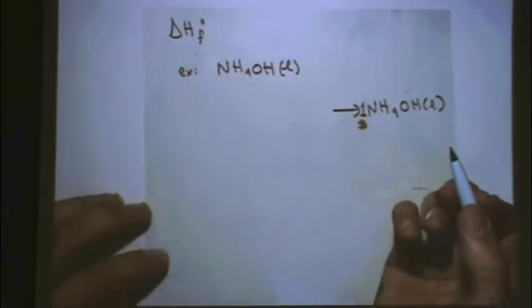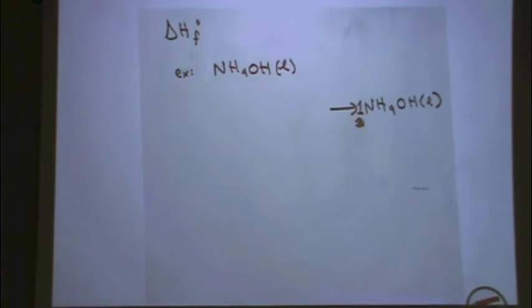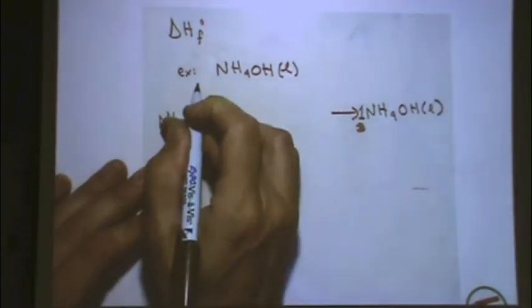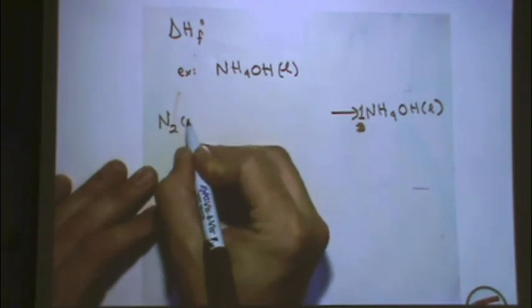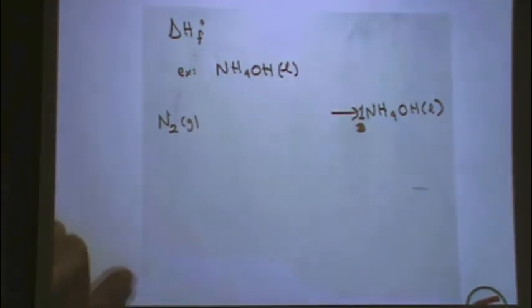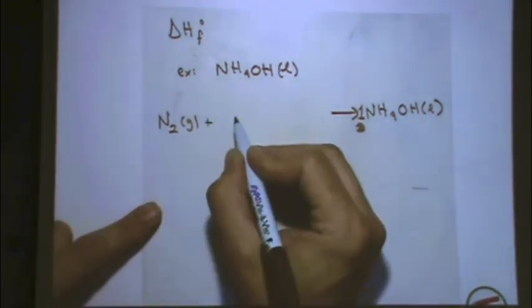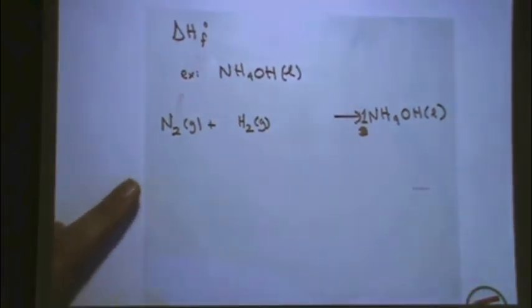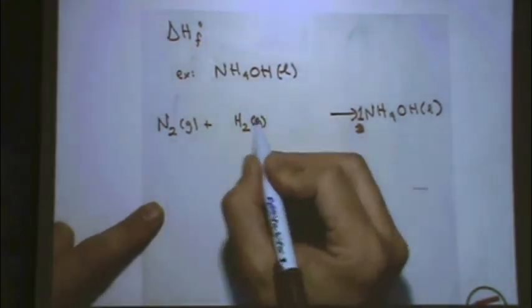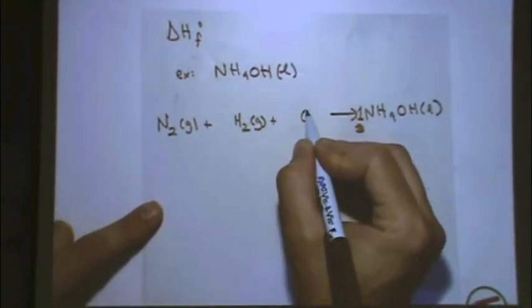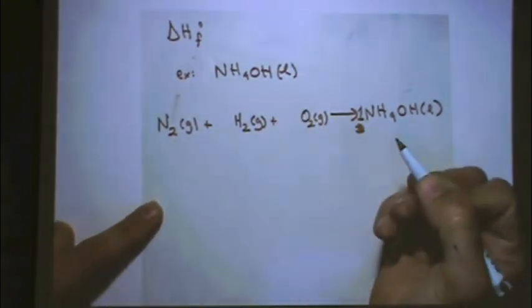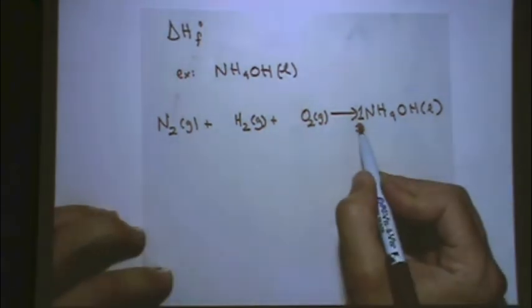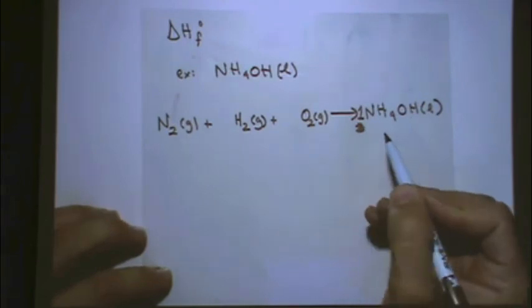Now, what elements or elemental form compounds does it come from? Well, the nitrogen comes from N2 gas. That's the elemental form of nitrogen. The hydrogen will have to come from H2 gas. That's the elemental form of hydrogen. And then the oxygen elemental form is O2 gas. And I need to balance this again, keeping this key 1 right there in the products.